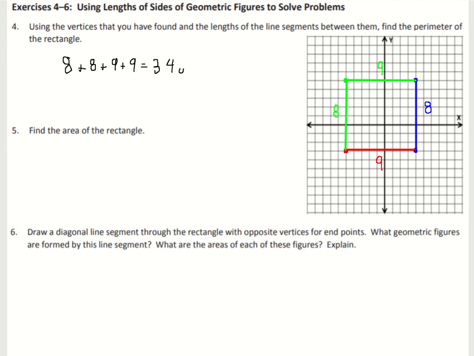Now, it also says, hey, find the area of the rectangle. Well, the area of a rectangle is its length times its width. So our length is 9, length times width, both are the same. So 9 times 8. And 9 times 8 gives me 72 units squared, because 9 times 8 gives me 72.